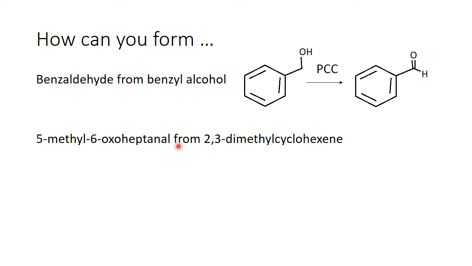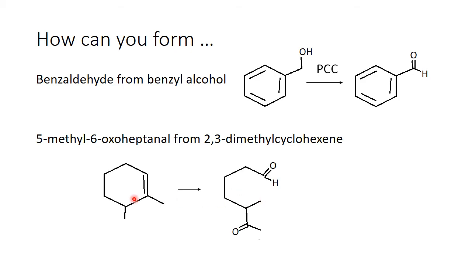What about getting 5-methyl-6-oxoheptanal from 2,3-dimethylcyclohexene? Again, the first thing you have to do is write down the structures of your compounds. So this is 2,3-dimethylcyclohexene, and here is 6-oxo-5-methylheptanal. 1, 2, 3, 4, 5, 6, 7, heptanal. That's the 6-oxo, and there's the 5-methyl.